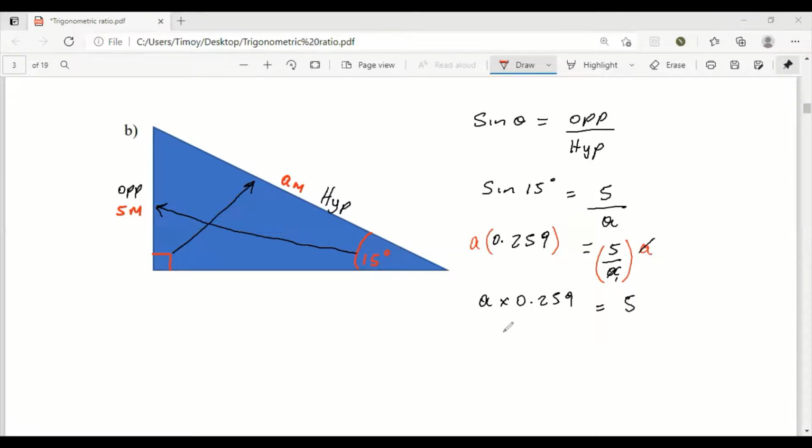From here, we can make A the subject by dividing both sides by 0.259. By doing that, that will take us to our solution, because clearly 0.259 will divide 0.259, and that will just give us 1. So that leaves us with A equal to 5 divided by 0.259, and that is going to give us 19.3 meters. So that's our final answer there.